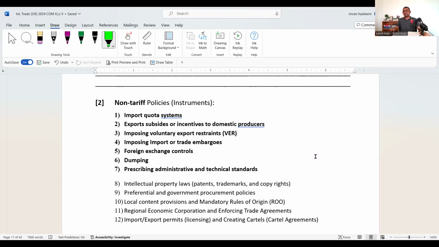Then, export subsidies or incentives to domestic producers. Now, when the government of a country gives a subsidy to its exporters, the WTO, World Trade Organization, believes export subsidies are very harmful for free and fair international trade.